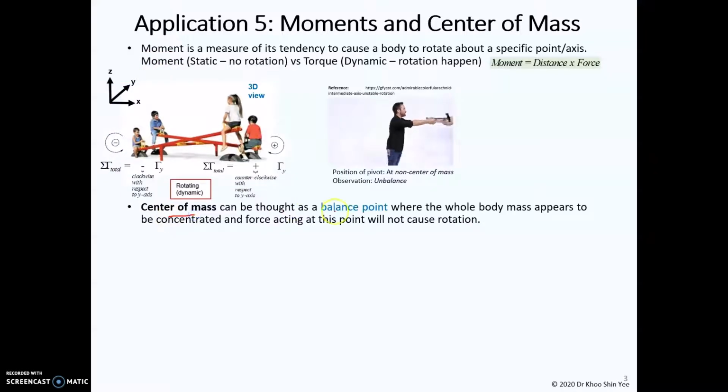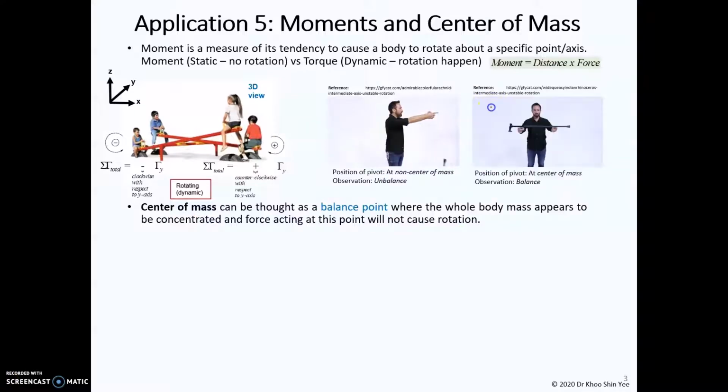Center of mass can be thought of as a balance point where the whole body mass appears to be concentrated, and the force acting at this center of mass will not cause rotation. You can use your finger as the pivot to support the item. So if you put the finger at a non-center of mass for this item, the item will rotate and become unbalanced. This guy here is trying to find the center of mass for this item. You can see the center of mass is around here, where when you put the finger over here as the pivot, the item will be balanced and there is no rotation.